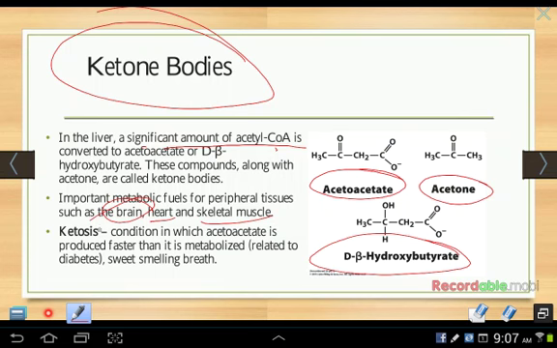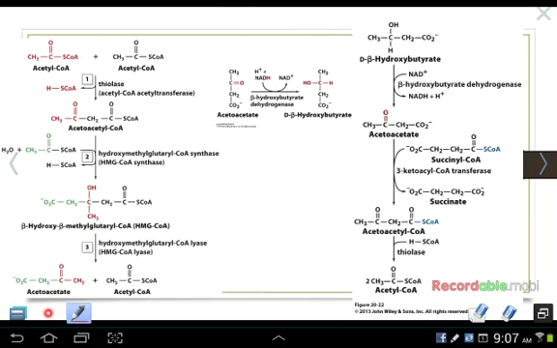So ketosis is a condition in which acetoacetate is produced faster than it is metabolized. This is often seen in diabetic patients, and it's often characterized by sweet-smelling breath because of the rich acetone environment. All right, so let's take a look at how these ketone bodies are formed.